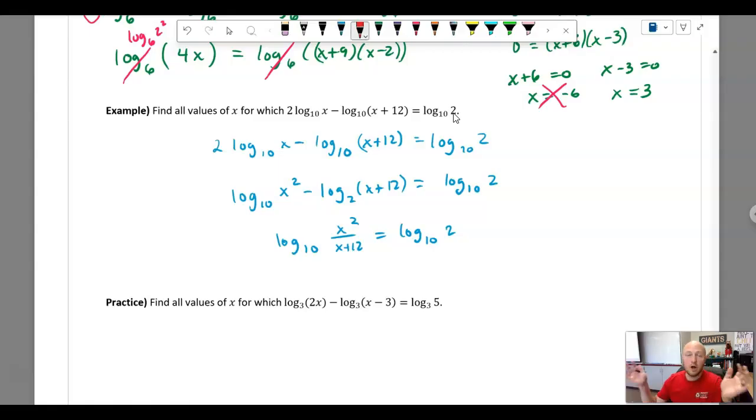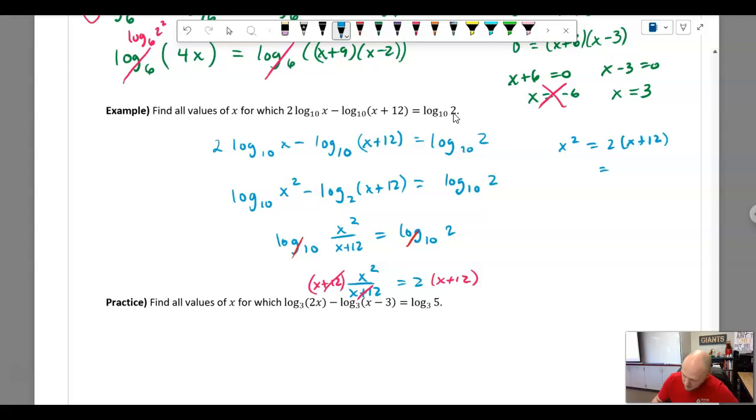Okay, a single logarithm on both sides, so what can I do? I can cancel them. So we get the equation x squared over x plus 12 is equal to 2. Now I'm going to go ahead and solve this by multiplying by x plus 12 on each side. That'll cancel the denominator. And what we get is x squared equals 2 times x plus 12, which on the right-hand side will be 2x plus 24.